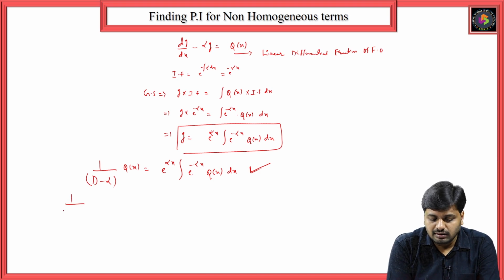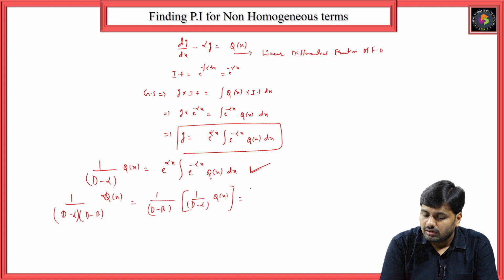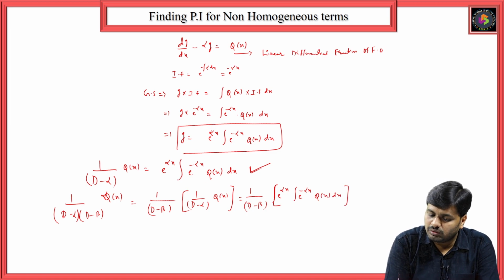Let us write for the two cases, 1 by (D minus alpha) into (D minus beta) into Q of x. Now I rewrite this as 1 by (D minus beta) into 1 by (D minus alpha) into Q of x. That we already know we can write as 1 by (D minus beta) into e power alpha x, integration of e power minus alpha x into Q of x dx. Again we apply the same procedure.